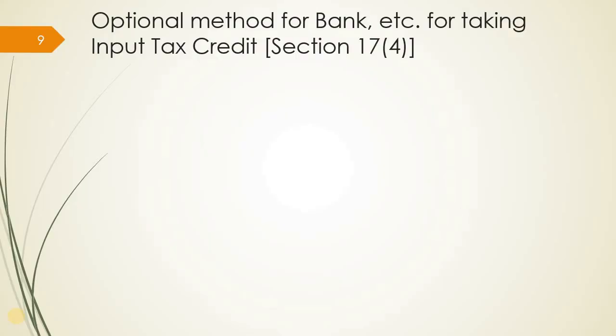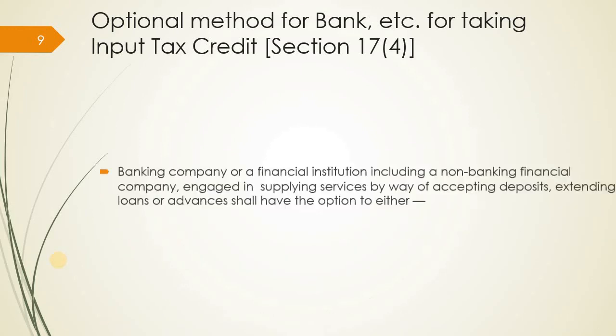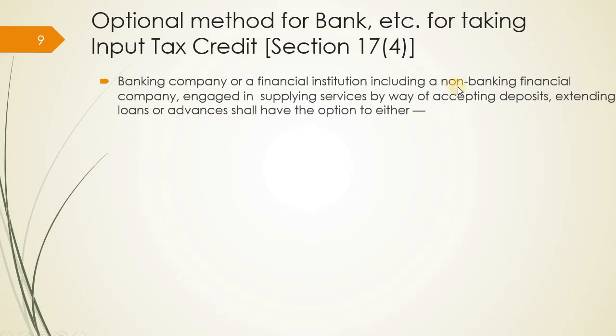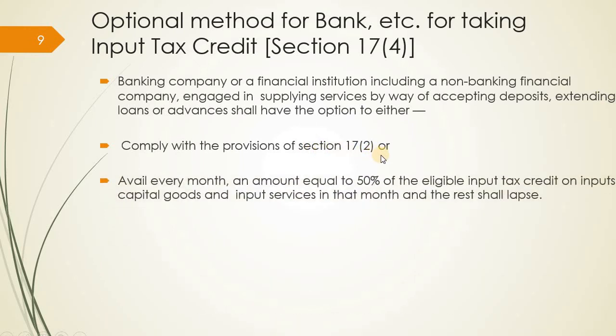The next one is the optional method for banks or financial institutions that do the business of lending loans and accepting deposits. They have some option in claiming the input tax credit. A banking company or financial institution, including a non-banking financial company engaged in supplying services by way of accepting deposits, extending loans or advances, shall have the option to either comply with the provisions of rule 72, that is, the normal provisions, or avail every month an amount equal to 50% of the eligible input tax credit on inputs, capital goods and input services in that month.